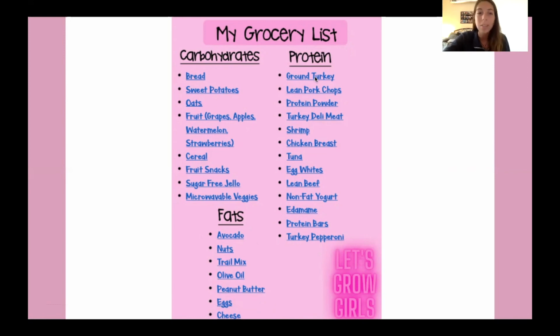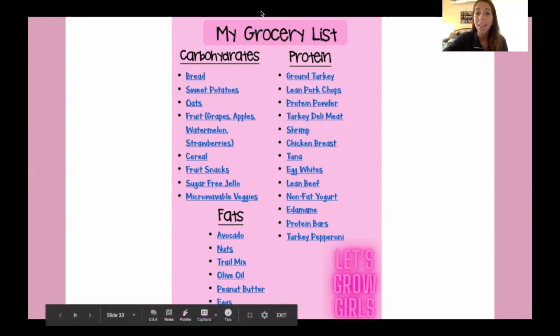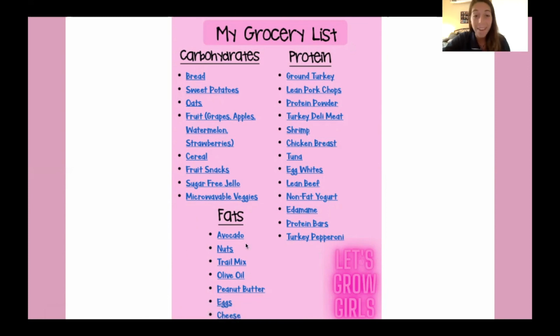So overall, you should always make sure when you're eating to have a well-balanced meal and have both carbs, proteins, and fats in your meals because that will help you reach your macro goals to the best that you can.